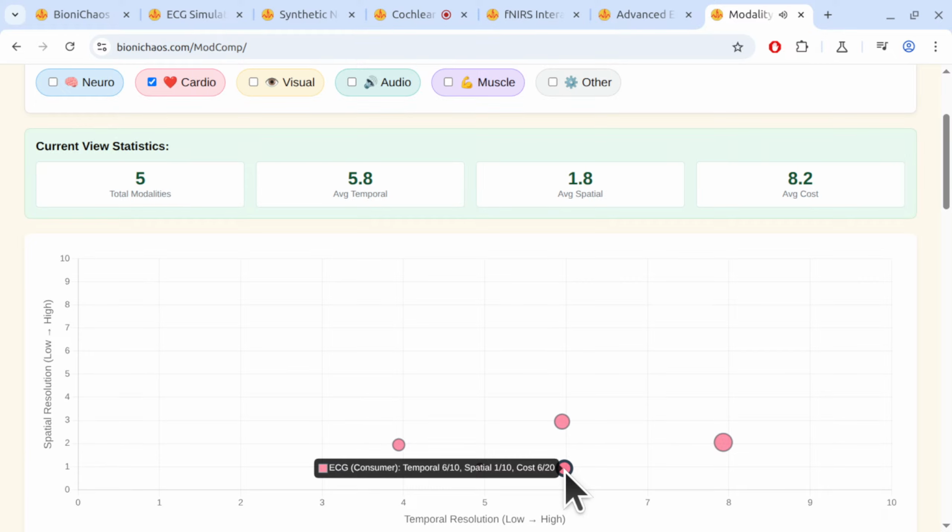And then there's PPG. That's the little light sensor, right? That's the one. Photoplethysmography, very common in wearables. Temporal is okay at 5. Spatial is basically non-existent at 1, but it's super cheap, 5 out of 20 cost.